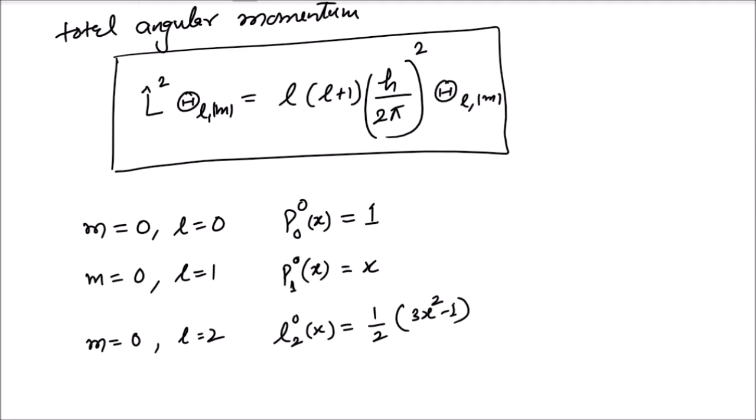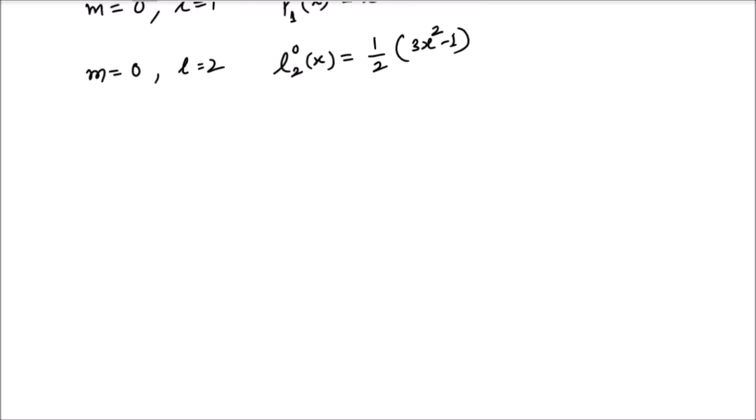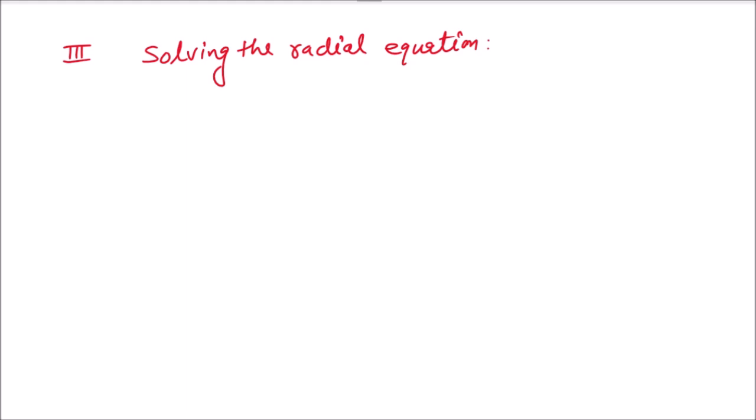Now come to solving the radial part of the equation, the radial equation. See, there are only two substitutions you should remember: B is taken as M square and A is taken as L into L plus 1. The rest we have derived.